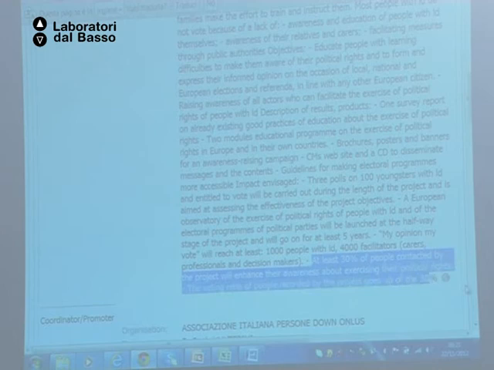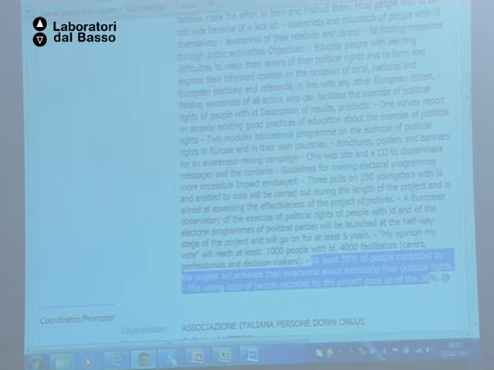I'm speaking too loud, so I have to lower my voice. 30% of people contacted by the project will improve, get better, their awareness about exercising their political rights. You remember when I referred to these people coming from immigrants, they can't express themselves. They can have a weight on the decisions on their economic and social life, whether they want it or not.